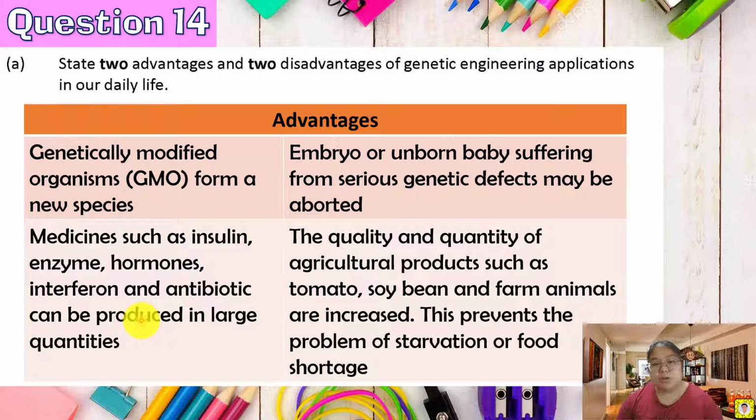genetic advantages. Okay, after that you can say about the embryo and also unborn baby. They're suffering from the serious genetic defect. Maybe they aborted. Okay, this one is another advantages. Okay, the quality and also the quantity of the agriculture products. Example, the tomato, the soybean, and also the farm animal are increased. So this one is another one that using the genetic plantation that increase the quality and also quantity. So they can prevent the problem of the starvation or you say food shortage. So this one is what is the advantages if you're using the genetic.